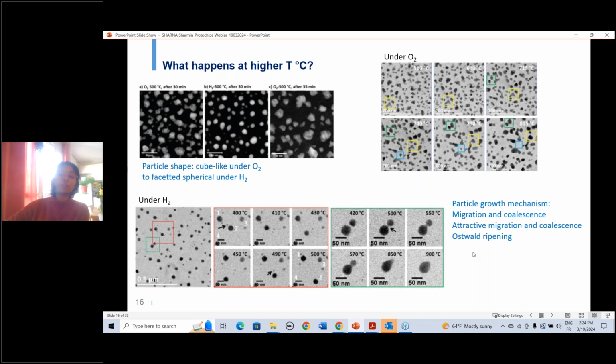Usually a larger particle will grow at the expense of a smaller one, but it's difficult to identify because in this case, we did not see much of a size effect or relation between size and the type of migration and coalescence or particle growth mechanism it followed.